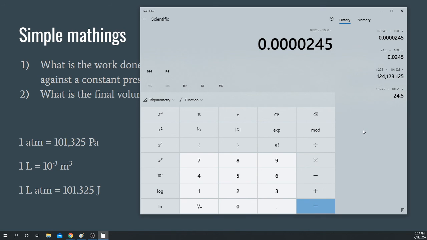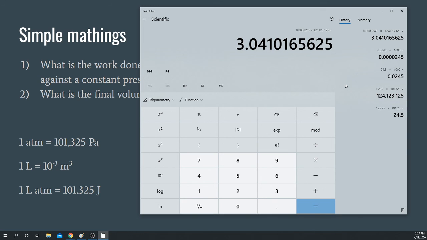So now we can multiply in order to get it into joules. So 0.0000245 times 124,123.125, 3.041 joules of work. Okay. So that's one way to do this.